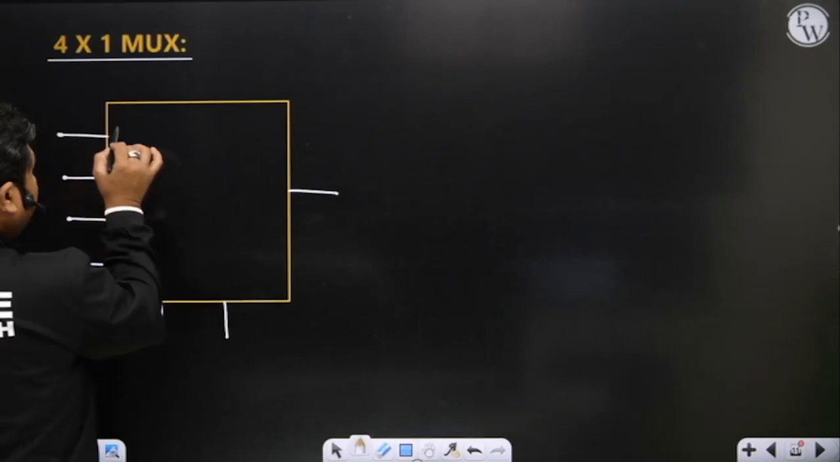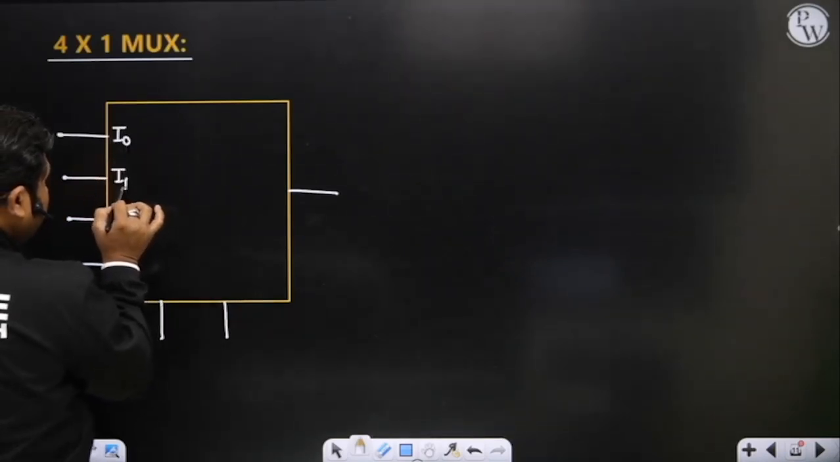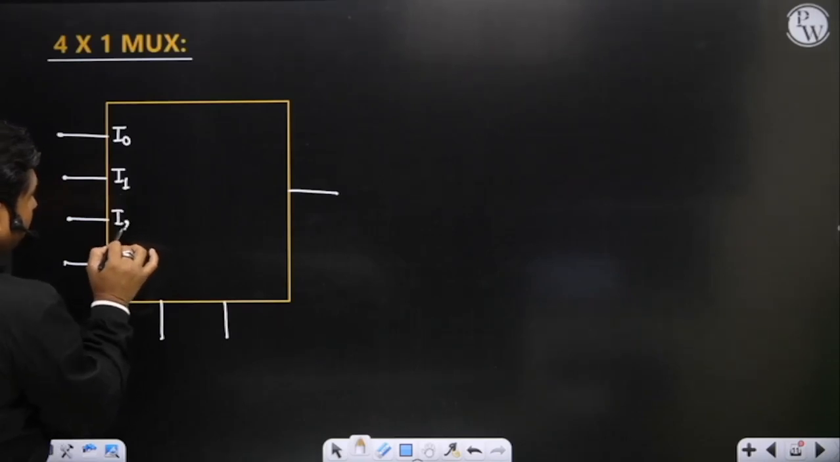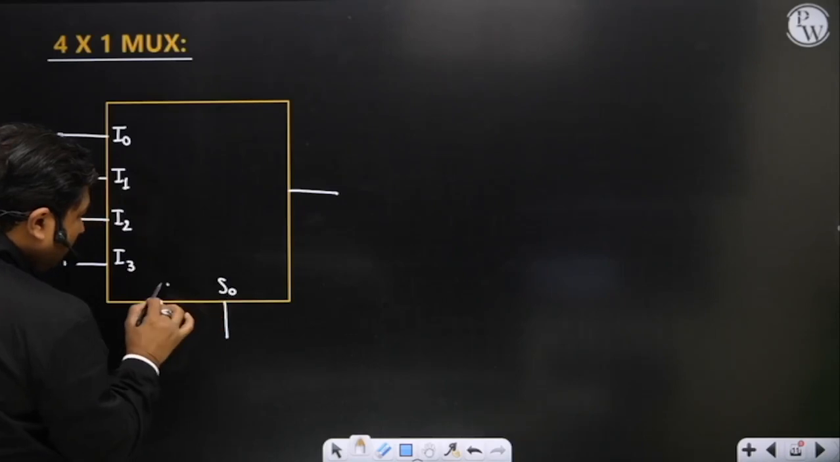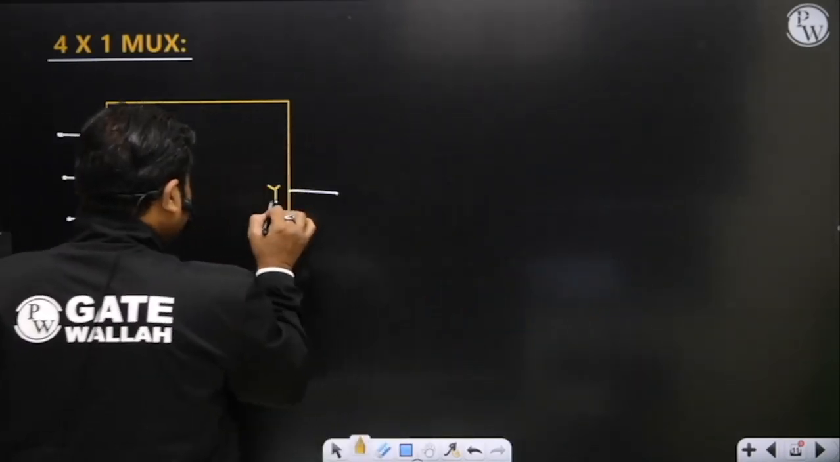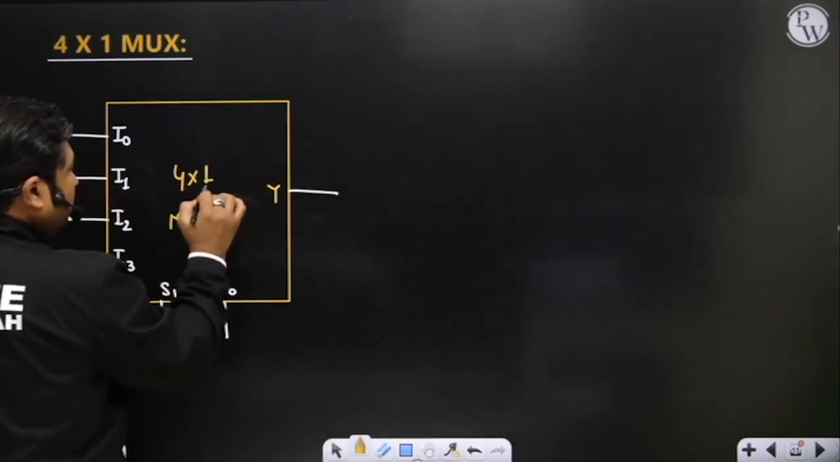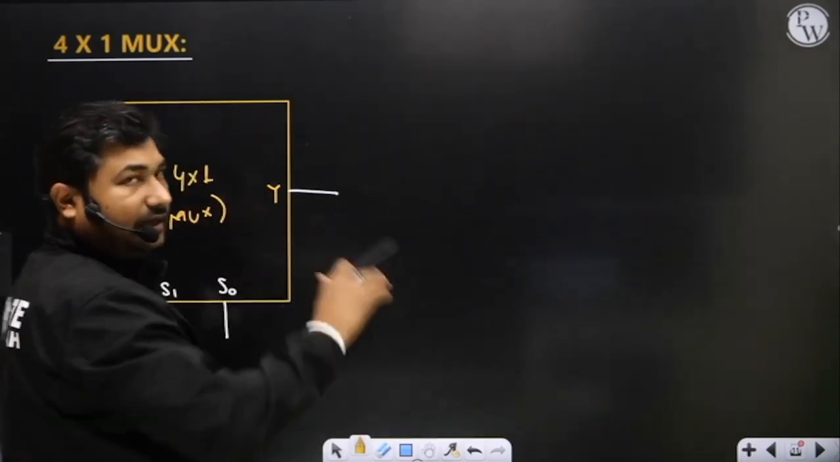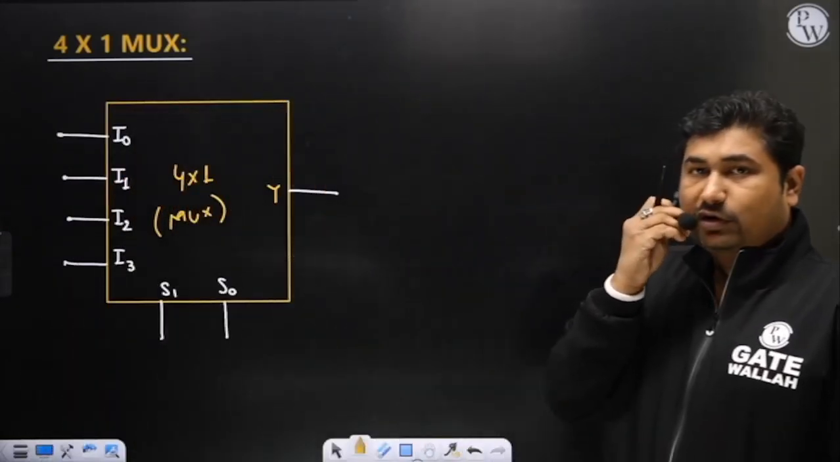If we go with the conventional representation, then top to bottom is LSB to MSB. So, I0 pin, I1 pin, I2 pin, I3 pin. These will be your S0 and S1. Output Y. This is your 4 cross 1 mux. So, I am interested to design a combinational circuit for this desired 4 cross 1 mux.